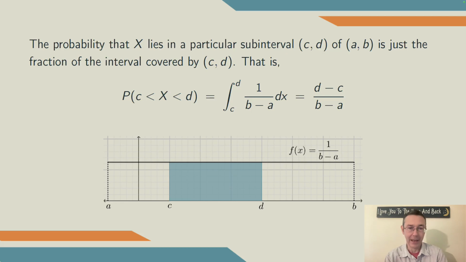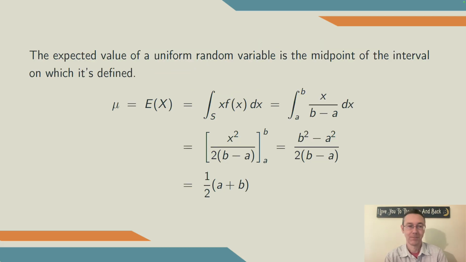The probability that x lies in a particular subinterval, call it c comma d, of a comma b, the interval on which it's defined, is just the fraction of the interval that's covered by that subinterval. I'm showing the integral here. We're integrating 1 over b minus a from c to d, and you get d minus c over b minus a, which is just the fraction of that interval that's being covered. Visually, it's the proportion of the large rectangle that's defined by the probability density function on the support that is shaded between c and d.